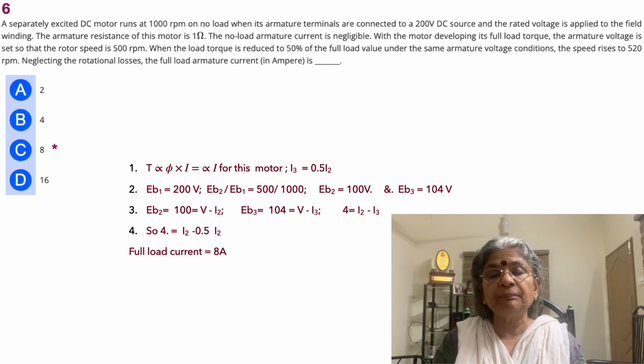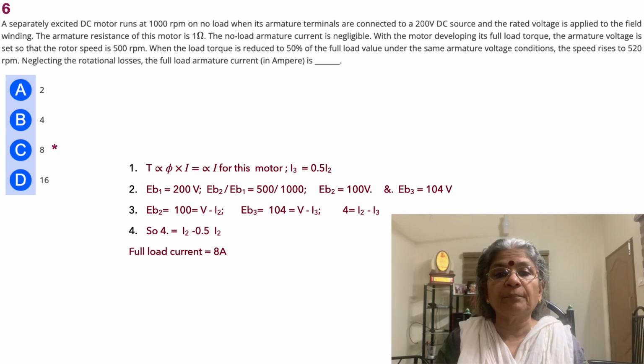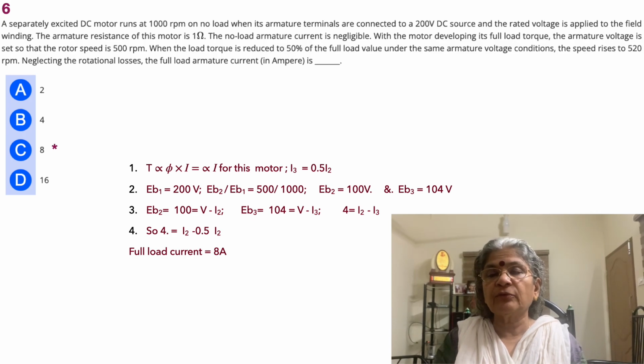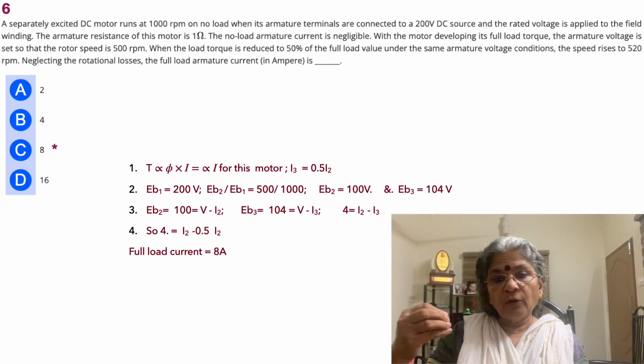So it's a two-way control. When the load torque is reduced to 50% of the full load value under the same armature voltage conditions, so the armature voltage has not changed, the speed rises to 520 rpm. Neglecting the rotational losses, find the full load armature current in amperes. Many data have been given, and we will codify them one after another.